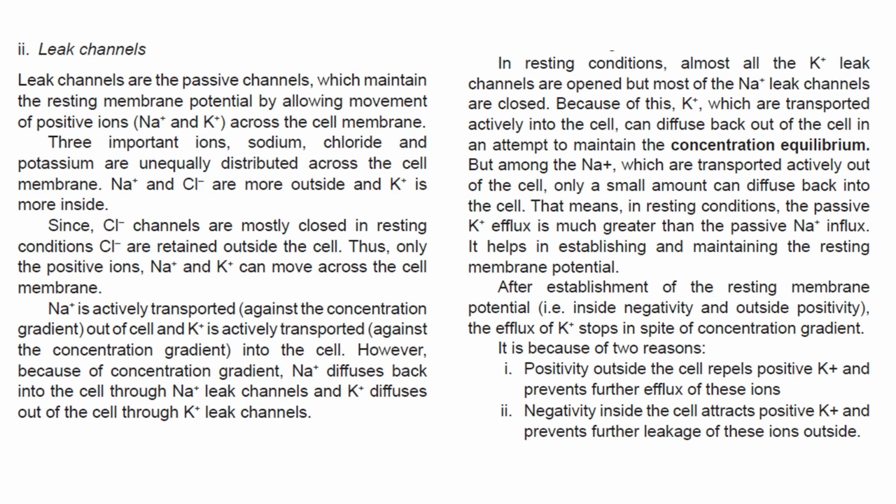Now let's focus on leak channels, which play a crucial role in maintaining the resting membrane potential. These channels are passive. They allow the movement of positive ions, particularly sodium and potassium, across the cell membrane. Firstly, sodium and chloride ions are found in higher concentration outside the cell, whereas potassium ions are more concentrated inside the cell. The unequal distribution of these ions creates the condition for the resting membrane potential. Chloride channels remain mostly closed during resting condition, which means chloride ions are retained outside the cell. Thus, the movement of ions through leak channels is primarily limited to sodium and potassium.